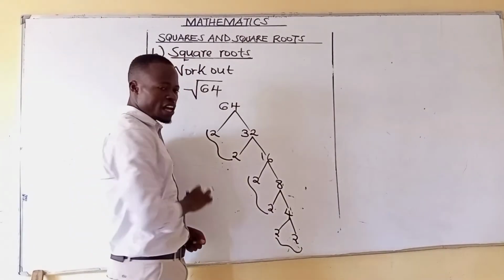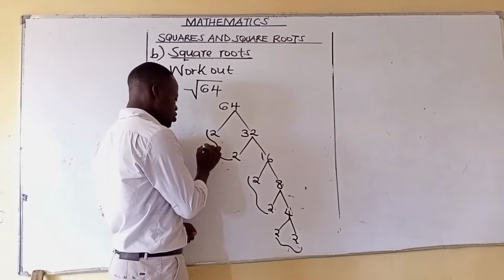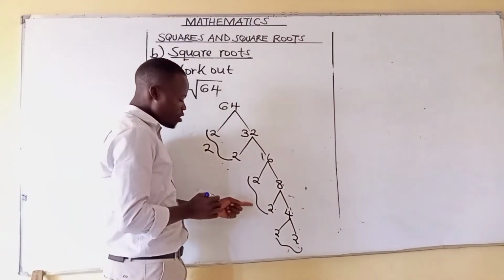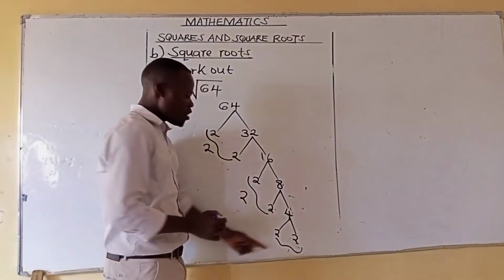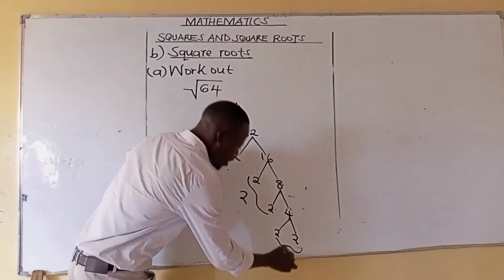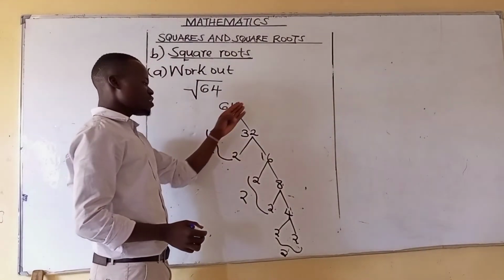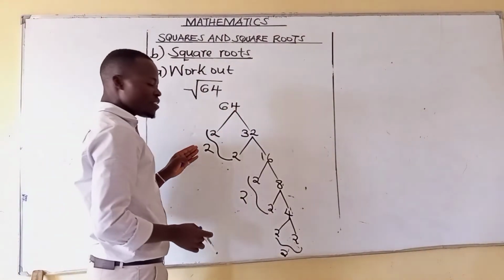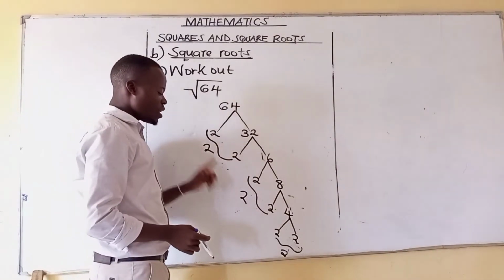So from each pair, you just pick one number. This is 2. That is 2. Here you pick one number, it is 2. Here you pick one number, it is 2. Now, for us to get the square root of 64, we will take these numbers that we have picked. We have 2, we have 2, we have 2.